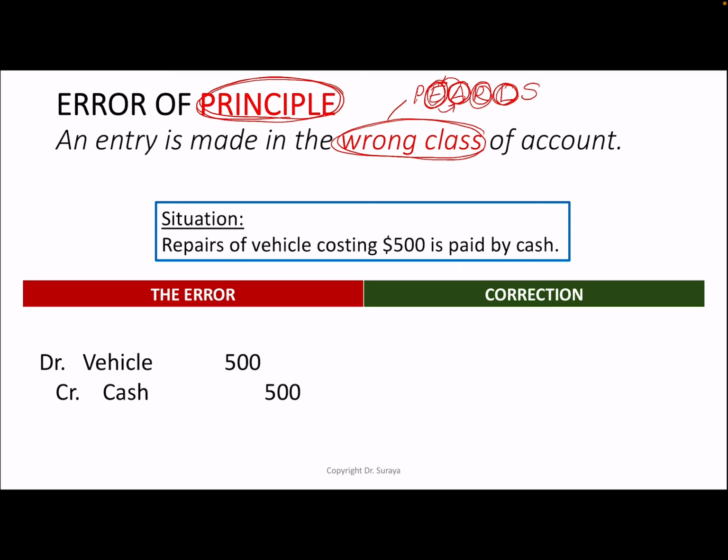Now look at the situation here, right? There is a repair of vehicle. It is a repair of vehicle. This is an expense. It is costing you 500 and it is paid by cash. So how did you record this? You have recorded vehicle and cash. The cash is correct, okay? However, this vehicle here is an asset. So it is wrong because it's supposed to be an expense, not an asset.